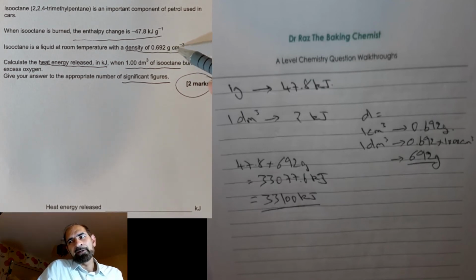Okay, can I break it down? So, 0.692 grams is 1 centimeter cubed. Can I use that information? Yeah, as we did in this one. So a lot of students got that wrong in the exam.